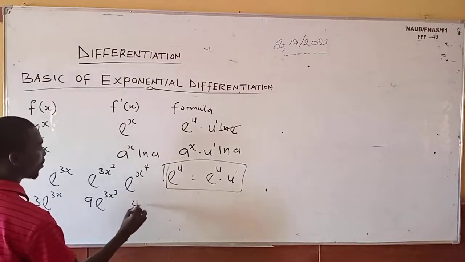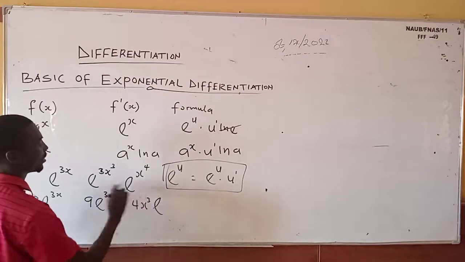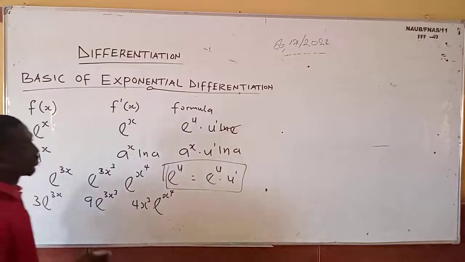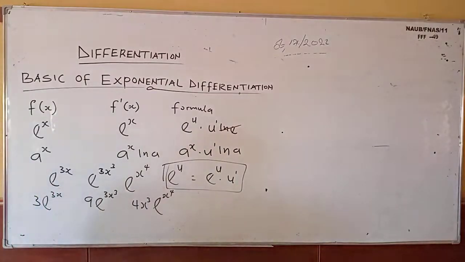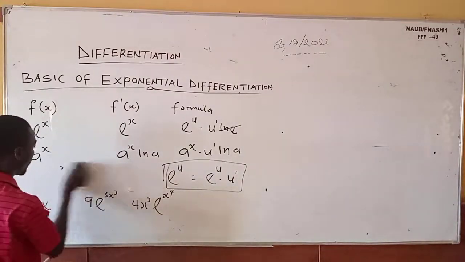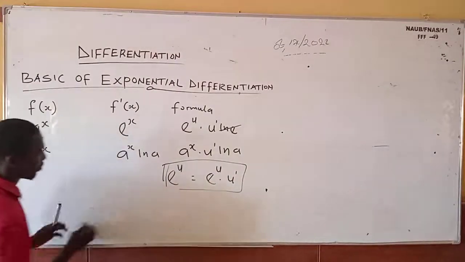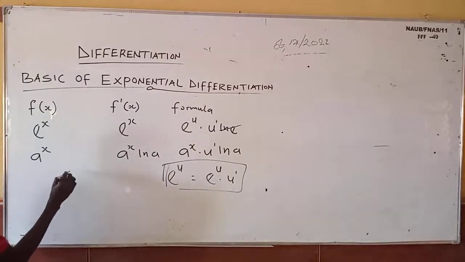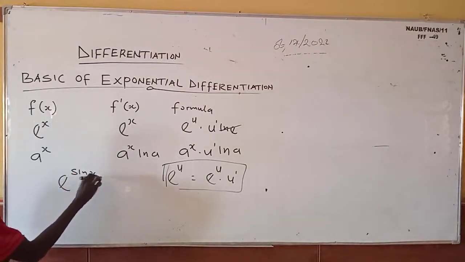Differentiate this, you are going to have 4s cubed exponential. Use it to multiply the question back. So this is everything about exponential. So let's look at another example. Let's just take one other exponential to explain this. Let's say we have exponential power of sine s.